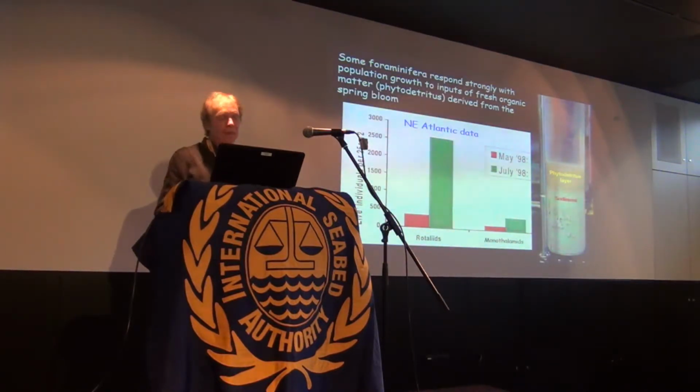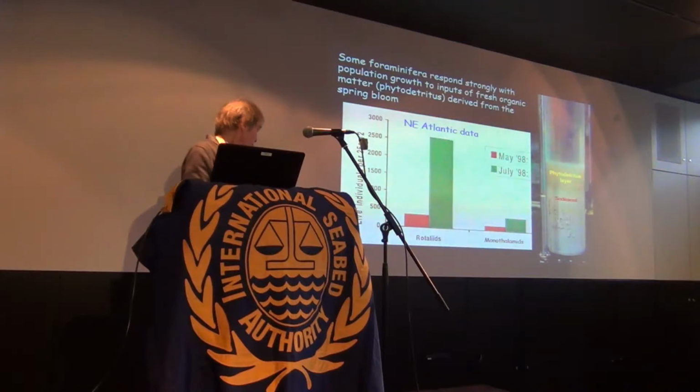It's been known for some decades now that some forams respond strongly with population growth to inputs of fresh organic matter called phytodetritus, derived from the spring bloom. Phytodetritus is relatively fresh organic material which forms in the surface layers of the ocean, settles down to the seafloor, and can form a deposit on the seafloor, which you can catch in core samples.